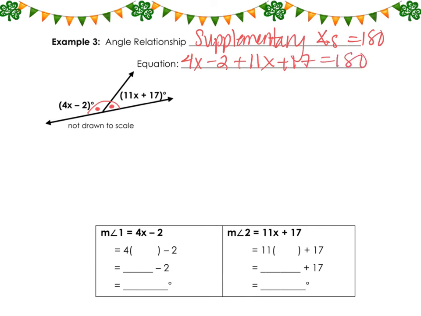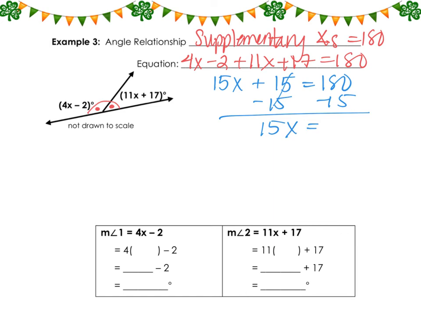And what we're going to do is combine like terms. So 4x plus 11x is 15x. And negative 2 plus 17 is going to give me positive 15. Next up, we're going to subtract 15 from both sides. And I have 15x is equal to 165. Divide by 15. x is going to give me 11.